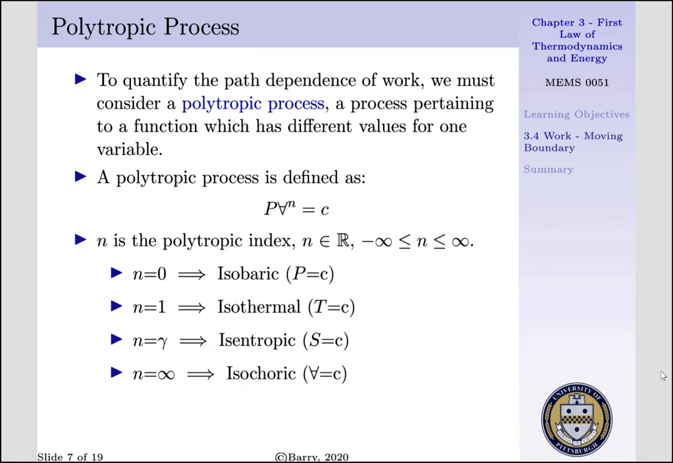As mentioned, our polytropic index is bounded between negative and positive infinity. However, there are four unique n's we are going to consider. When n is equal to 0, we have an isobaric process. When n is equal to 1, we have an isothermal process. When n is equal to gamma, we have an isentropic process. And when n is equal to infinity, we have an isochoric process.